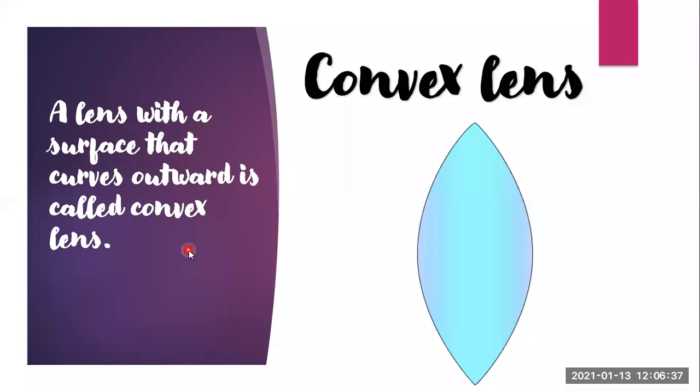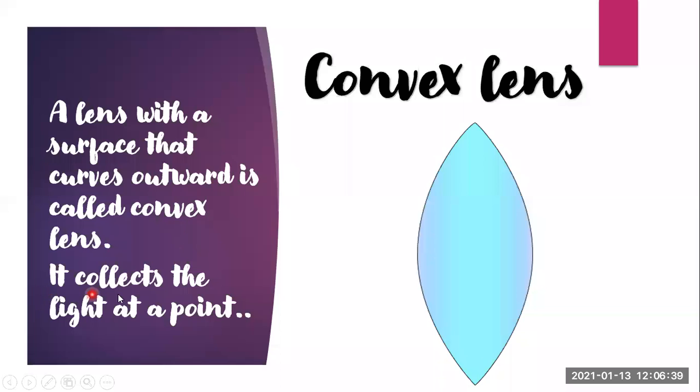We must know another thing about it, which is that it collects the light at a point. This is the type number one of lens, convex lens. This is a lens which curves outward as shown in the picture over here. And what does it do? It collects the light at a point. We are going to see how it is collecting the light at a point, in the diagram as well.